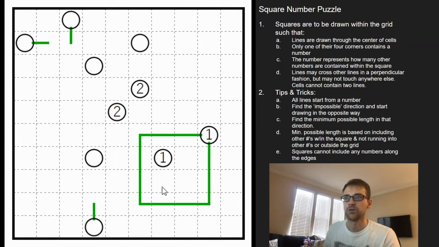So because I can't go down, I have to go up. I can't stop here because I'd run into this other one. You can't have duplicating lines and cells, so I have to continue going forward. I can't stop here because I'm not going to include any other numbers in it. So if I go to the left, the square would look like that, and that would break. And I can't go to the right for the same reason. That would break. So I have to continue going one further.